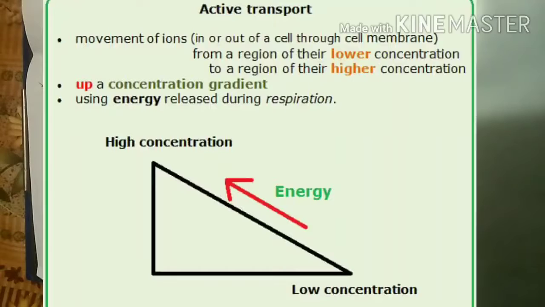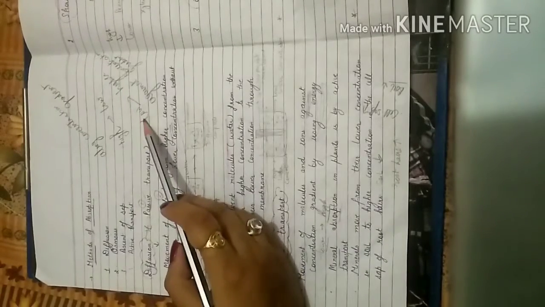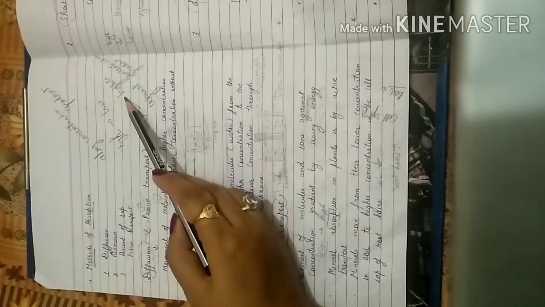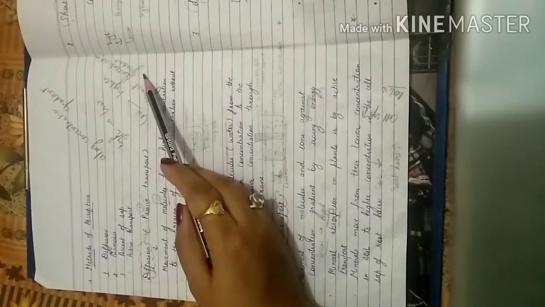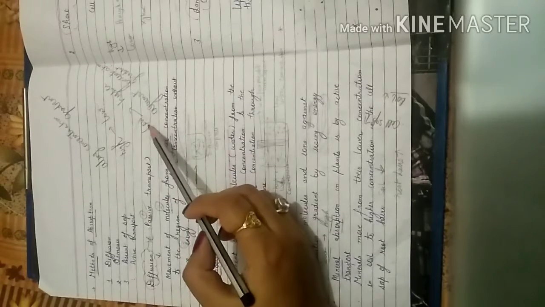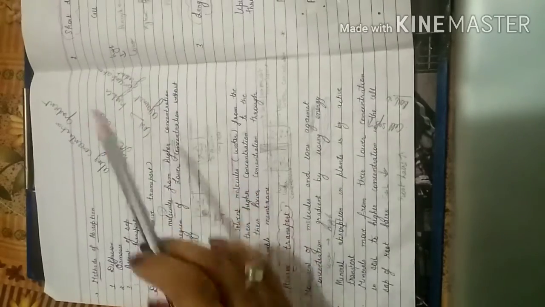Then active transport. In active transport, movement of molecules and ions is against concentration gradient by using energy. See now here, it is against concentration gradient, meaning the substances will be moving from a region where it is present in low amount towards a region where it is present in higher amount. So we may say that it is against concentration gradient, right? And since the substances are moving from lower towards higher level, there will be utilization of energy.